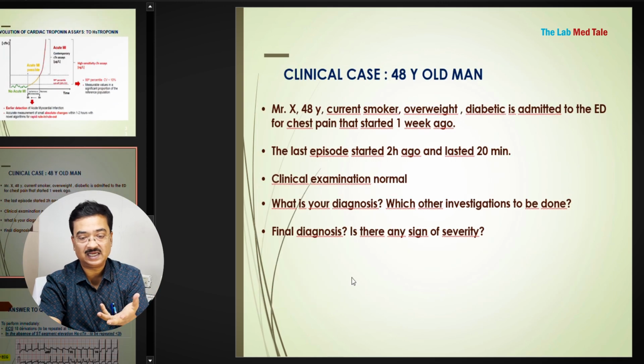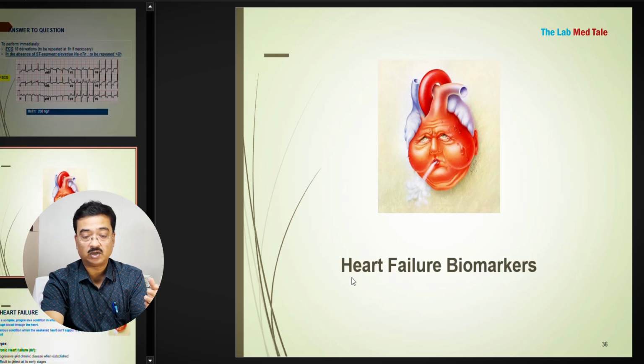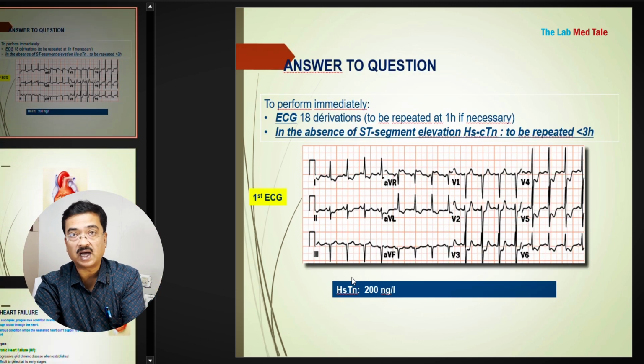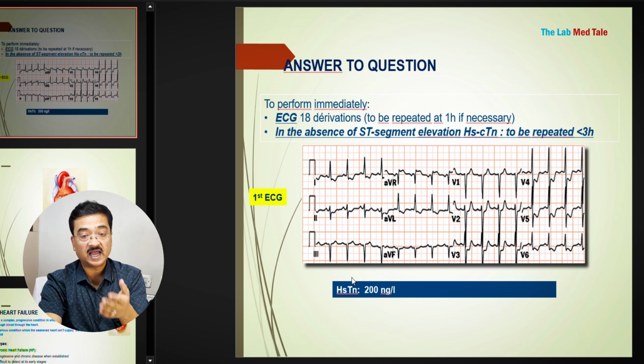This is a clinical case where you can see Mr. X, 48 years old, with risk factors like smoker, overweight, diabetic, etc. Two hours ago there was an episode which lasted for 20 minutes, but you see the ECG is not showing any difference as well. So you need to repeat the ECGs. Here, the only answer is your HS troponin I, which is showing a high 200 nanogram per liter. So the patient started treatment immediately. This is the advantage of having a high sensitive troponin I in a clinical emergency department.